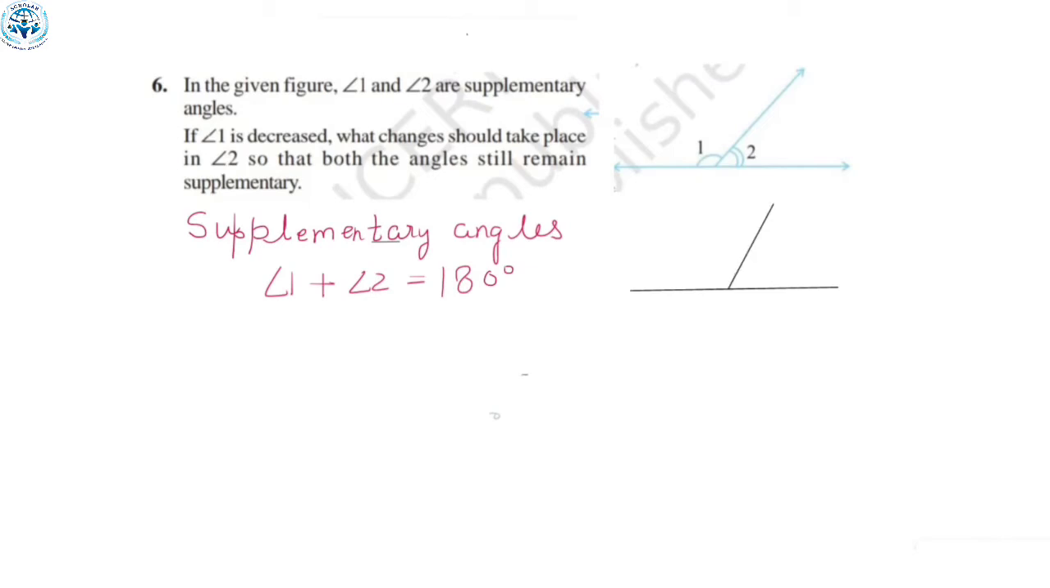We will shift the next line to the left hand side to decrease the measurement of angle 1. As we shift the line, we can see easily that angle 1 is decreasing while angle 2 is increasing. We have to keep the sum constant, that means 180 degree. So if angle 1 is decreased, angle 2 will, can you guess? Yes, increase.